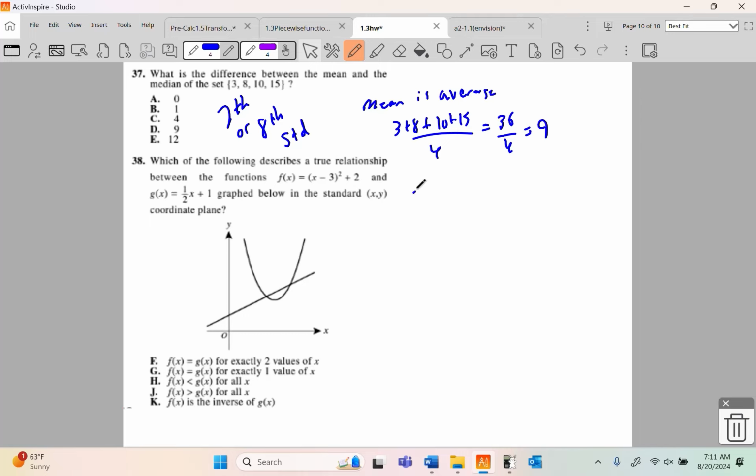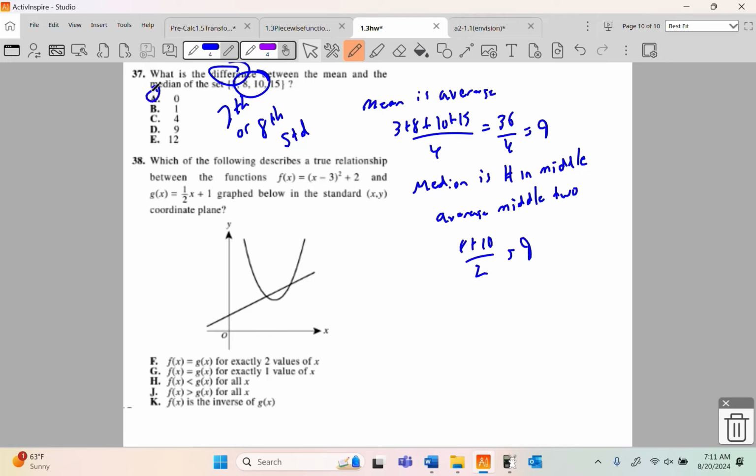The median is the number in the middle. In this case we have to average the middle 2. We take 8 plus 10 divided by 2, we get 9. Now, the difference between 9 and 9 is nothing.